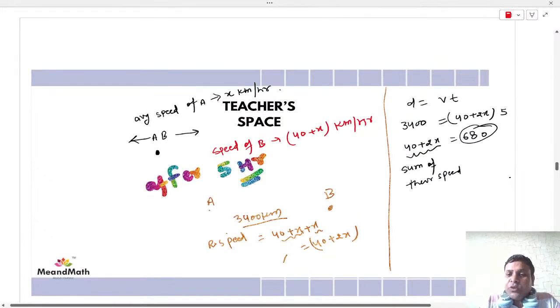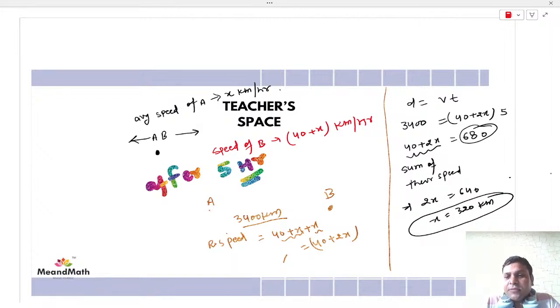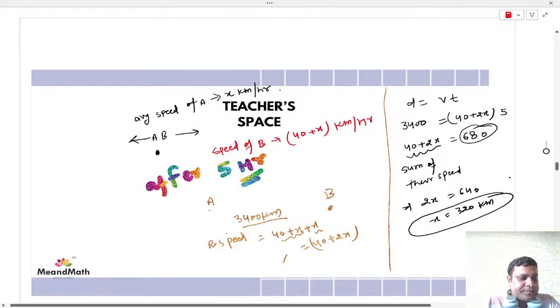If you want, you can also find the individual speeds. 2x is equal to 640 and x is equal to 320 kilometers per hour. So the speed of the first one is 320 kilometers per hour and the speed of the second one is 360 kilometers per hour. The combined speed is 680 kilometers per hour. So here is the answer.